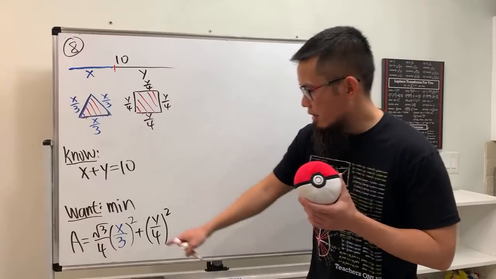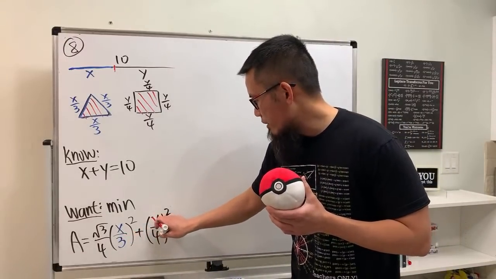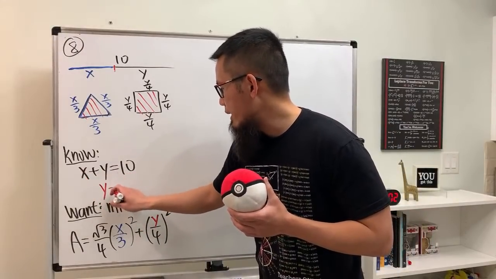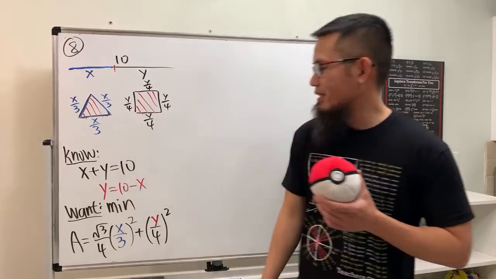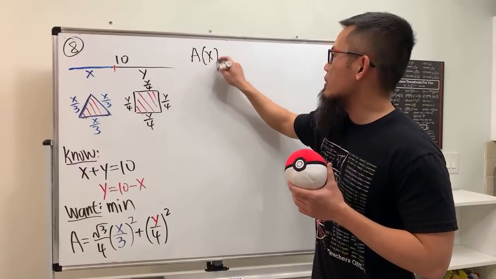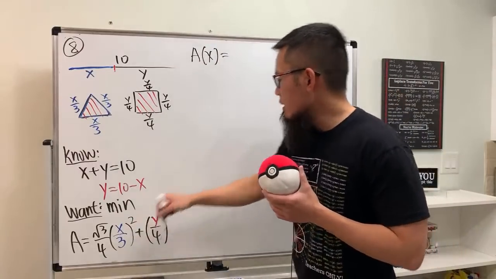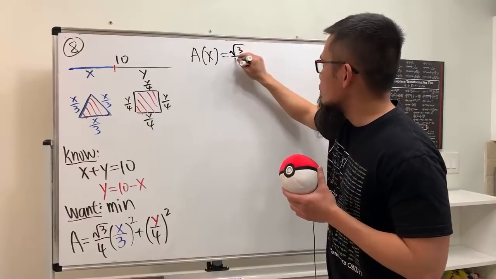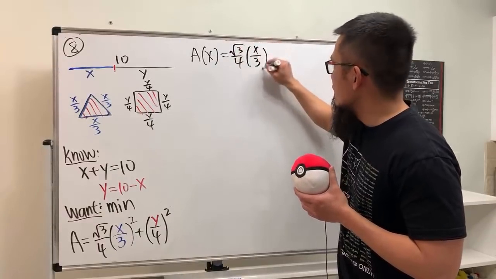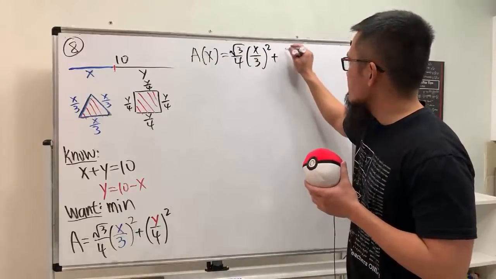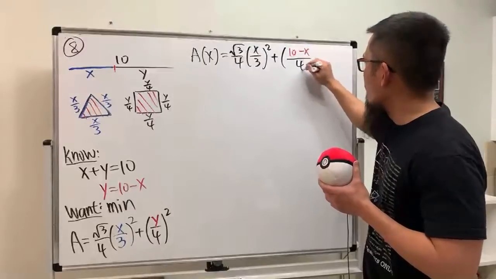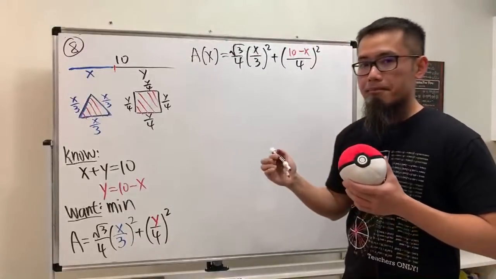All right, this is not great because we have the y right here, but don't worry, we can minus the x on both sides. Y equals 10 minus x. It's following the same format, that's why. Anyway, A of x in action, let me just write down the whole thing: square root of 3 over 4, and then we have x over 3 squared, plus the y, which is 10 minus x over 4, and then we square that, okay?